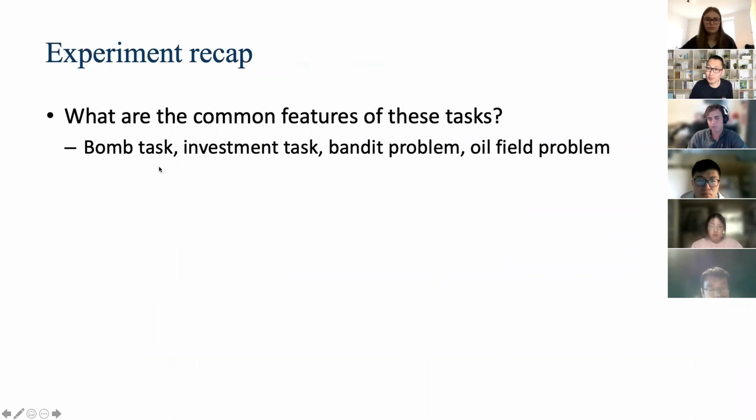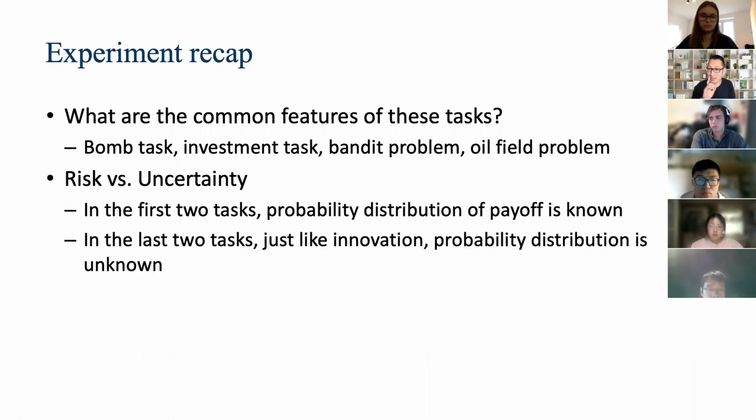Well, the first two problems, the bomb task and the investment task, are different, because there you have enough information to know the distribution of the payoffs. So what I would argue is that in the first two tasks, the probability distribution of the payoff is known, right? So you can just, based on your preferences, whether you want to take more risk, determine what kind of decision you will make.